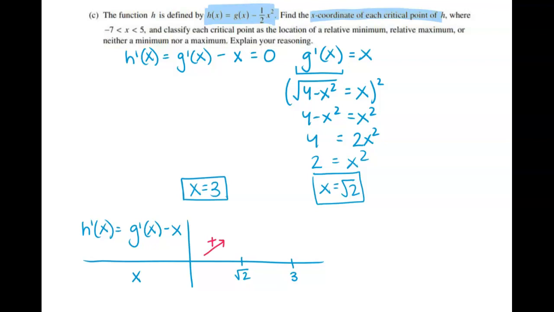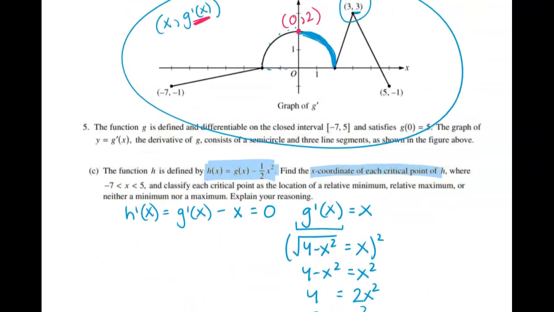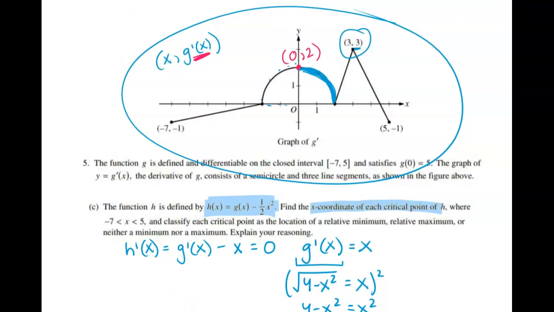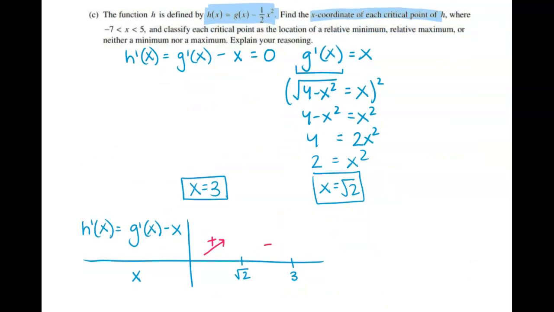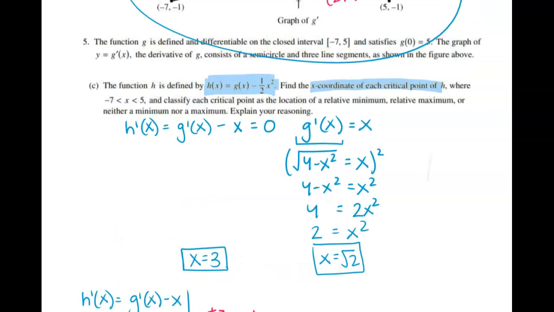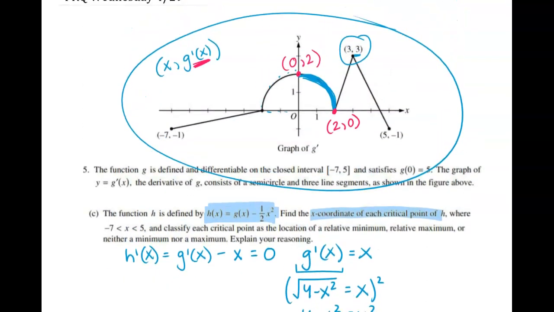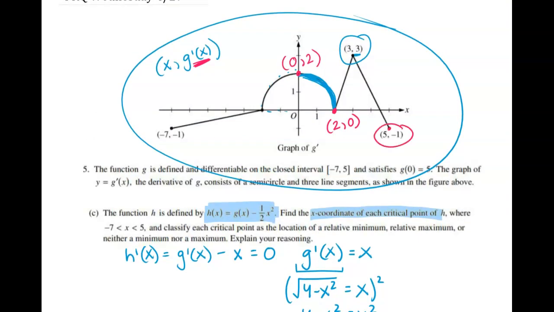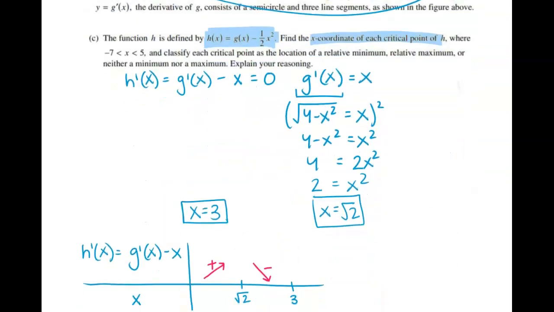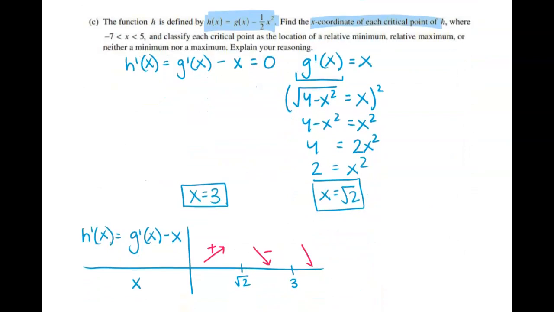Now let's try in between square root of 2 and 3. So let's say 2. At 2, well, g prime of x is 0. So 2, 0. Again, g prime of x minus x will just be the 0 minus the 2. So that's negative. Now let's test greater than 3, or to the right of 3 if we're thinking of our x values on the graph. Let's do 5, -1, because we have that point. And so then g prime of x minus x will be -1 minus 5, which is negative.